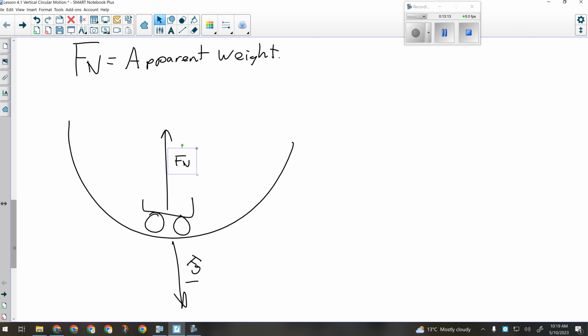Now, those are the 3 points: top on the inside, top on the outside, bottom on the inside. Why don't we deal with this one? Can you go under a vertical circle? What'll happen? You fall off, yeah. You can't go under a vertical circle.